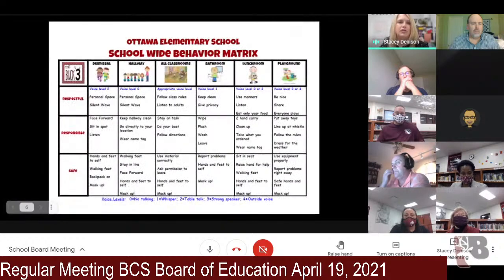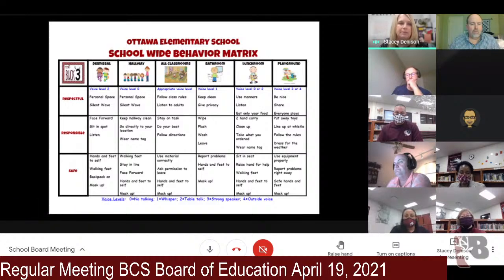Our behavior matrix outlines all of our areas within the building: dismissal, hallway, classroom, bathroom, lunchroom, playground, and it has each of the Buck 3. And underneath those, it gives expectations for each of those areas. This matrix is displayed in classrooms throughout the building, and copies were shared with families at the beginning of the school year.